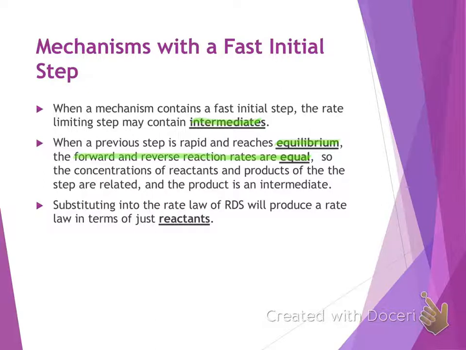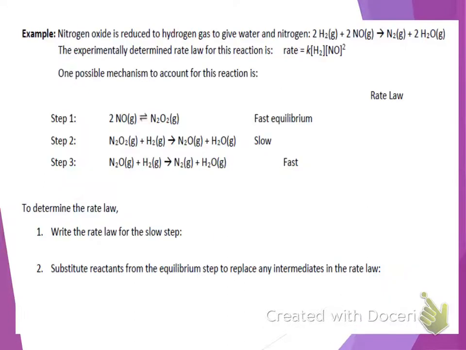So at that time, the concentration of reactants and products are related as well, and we can use that information to substitute out the intermediate in our rate determining step so that we can get a rate law that only includes actual reactants and no intermediates, as it should. We're going to go through an example to learn how this process works.